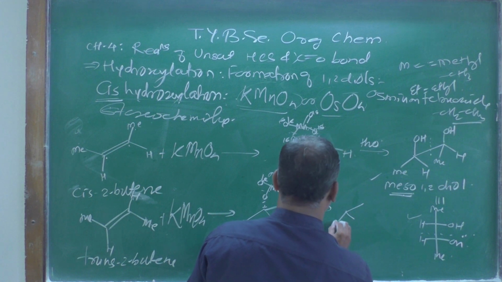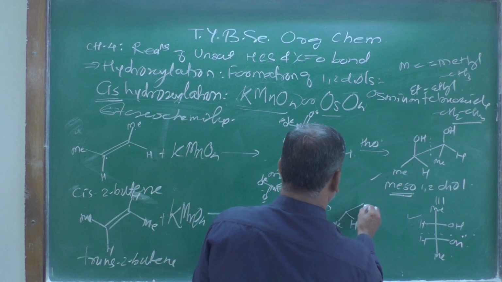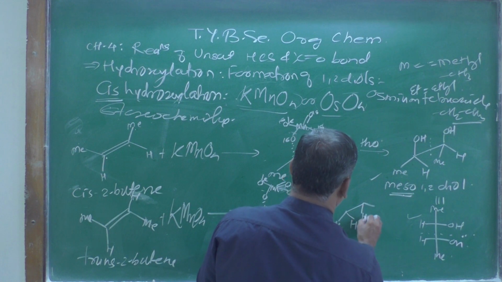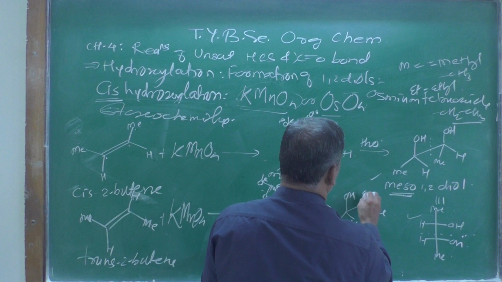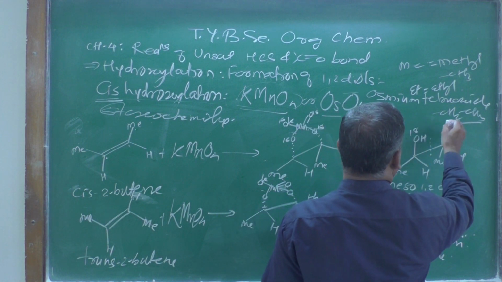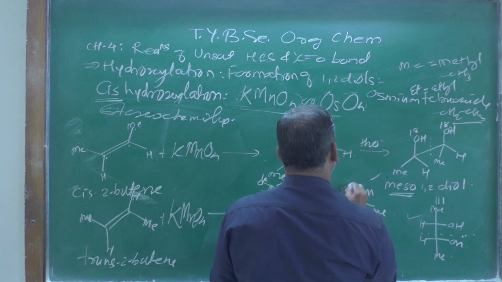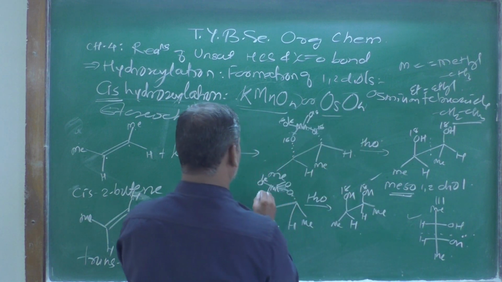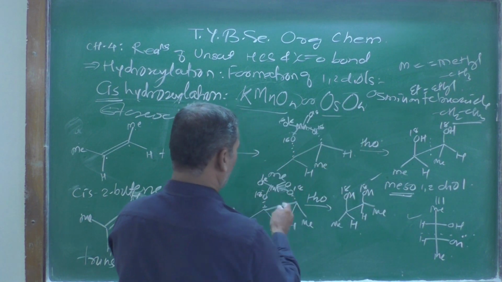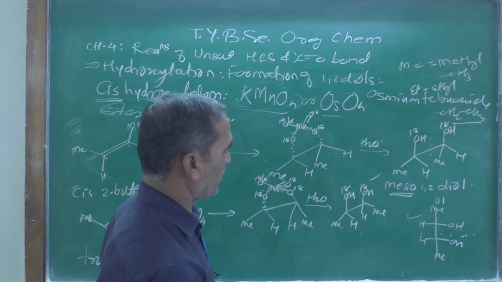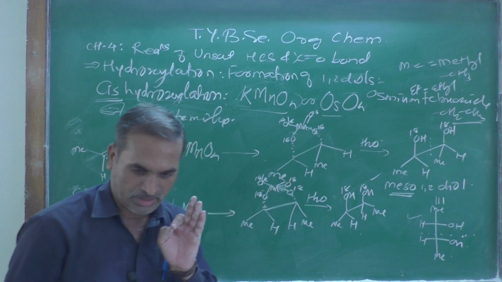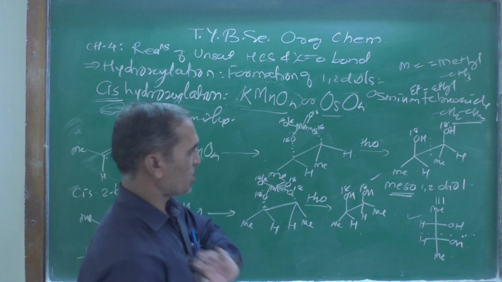This is Me, H, and Me over here, with OH here and OH here. We write OH-18 because we are performing a labeled oxygen experiment. We are studying stereochemistry, and therefore a labeled experiment is performed to determine whether it is cis or trans.